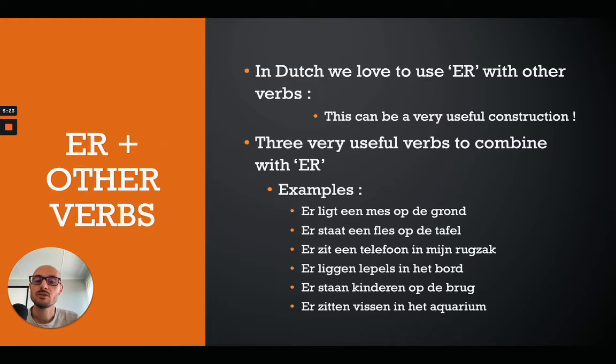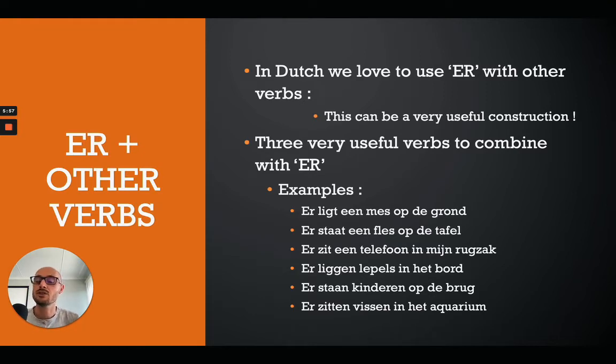So the first one would be, er ligt een mes op de grond, there lies a knife on the ground. Er staat een fles op de tafel, there stands a bottle on the table. Bad English, but that is how we say it in Dutch. Er zit een telefoon in mijn zak. There sits a telephone in my backpack. Okay? Er liggen lepels in het bord, there lie spoons in the plate. Er staan kinderen op de brug, there stand children on the bridge. And there sit fish in the aquarium. All of this is bad English, but that is how we say it in Dutch.